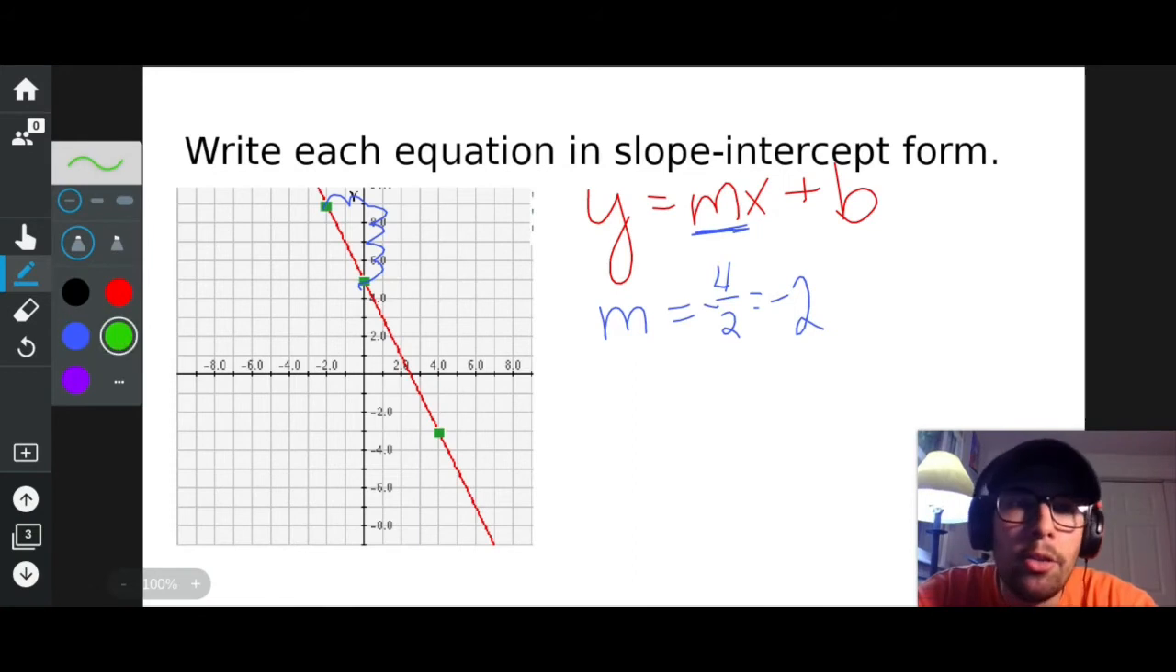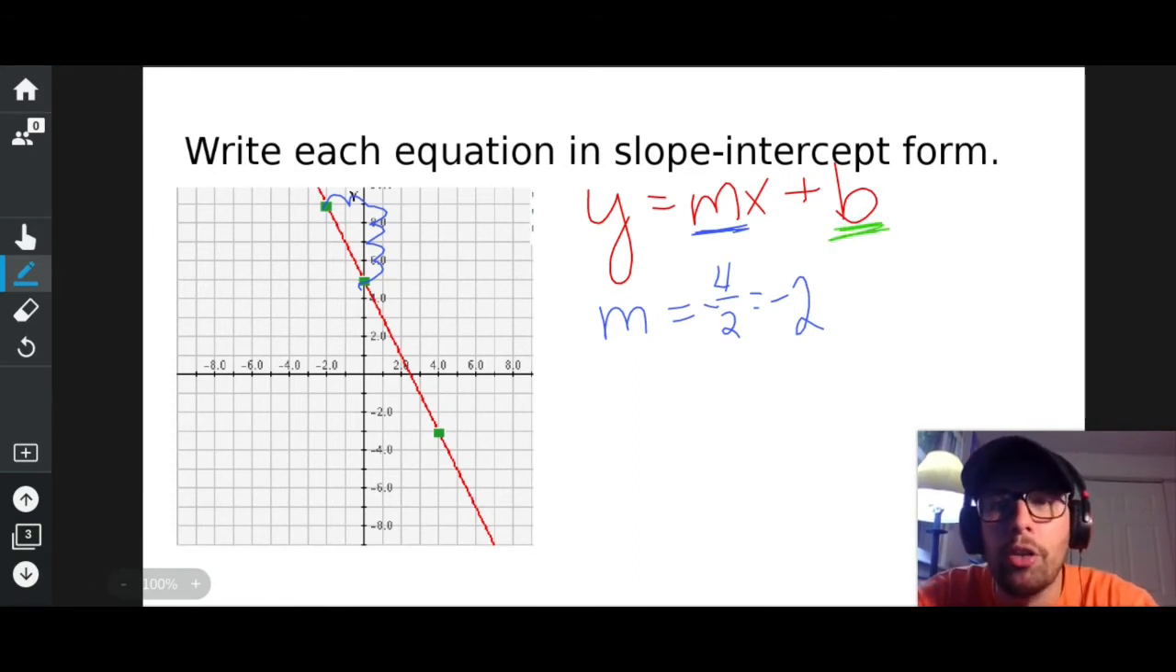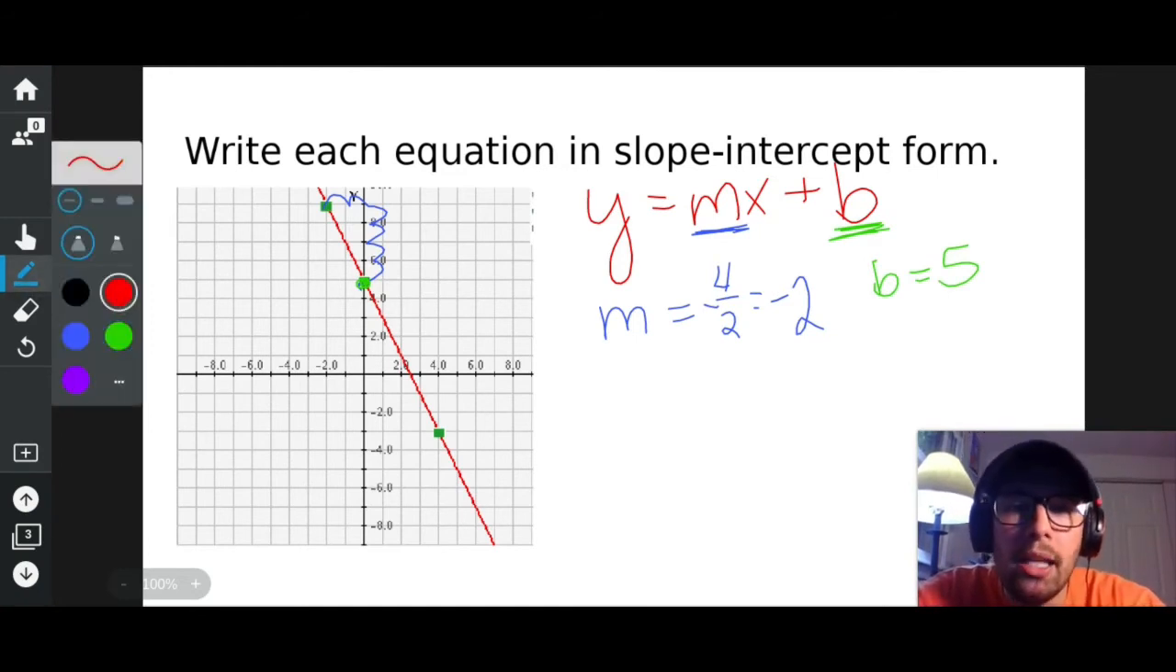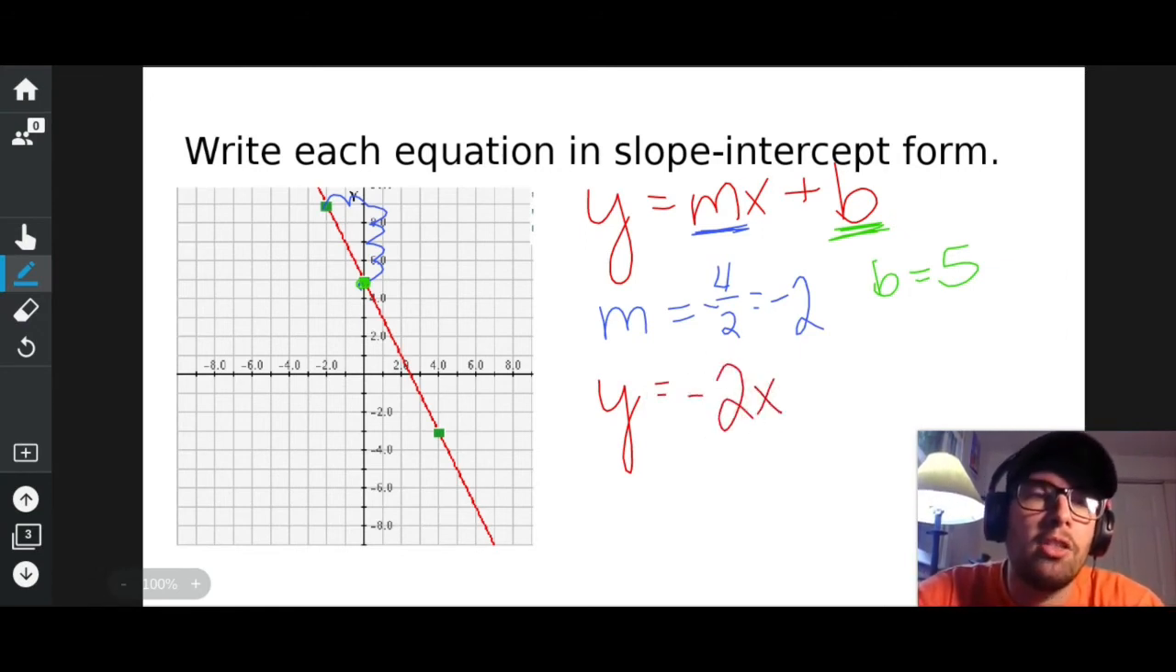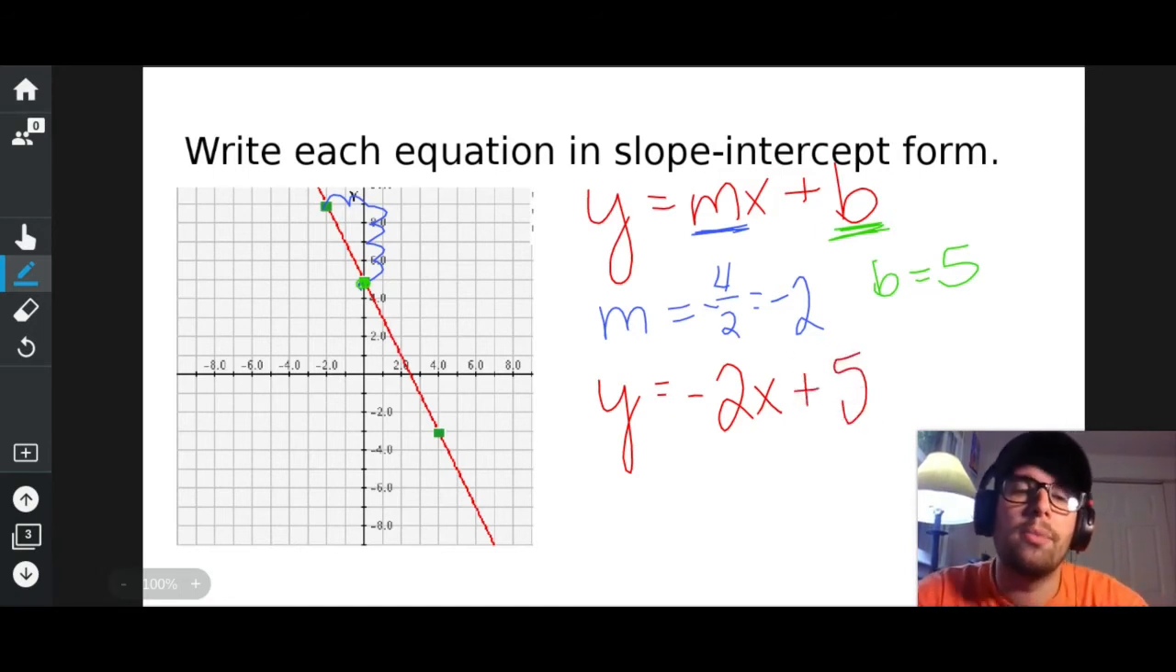My y-intercept is the point where my line crosses the y-axis. So let me see. My red line crosses the y-axis right there. Where is that? In between 4 and 6, so it's going to be 5. So my y-intercept is 5. So putting it all together, y equals m is negative 2, x plus b, and b is positive 5, so plus 5. Y equals negative 2x plus 5.